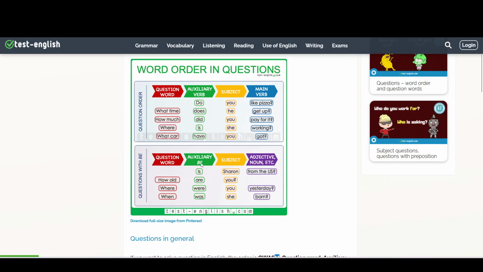The main verb is be, but it's in the position of the auxiliary verb. And in the position of the main verb, we have adjectives, nouns, etc. So here, be is the main verb, but it's in the position of the auxiliary verb. How old are you? Where were you yesterday? When was she born?